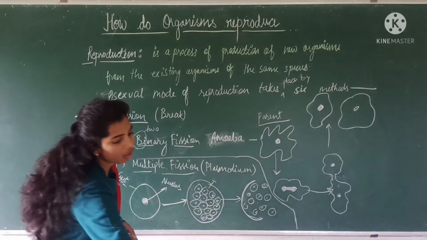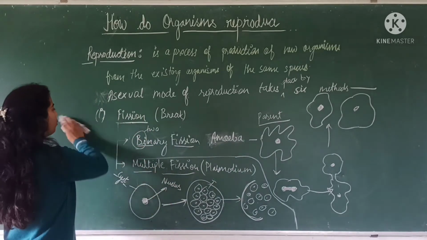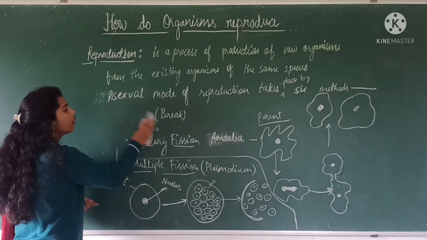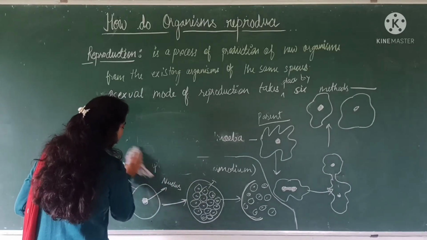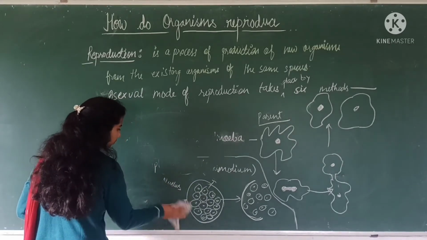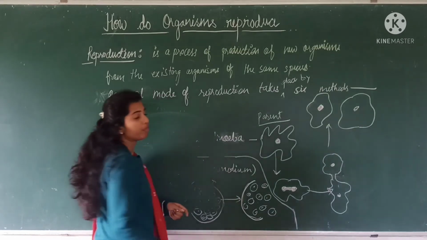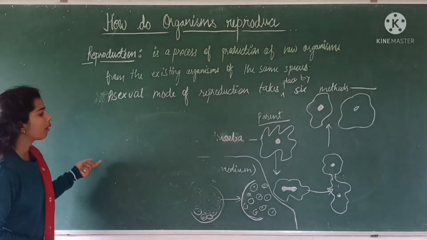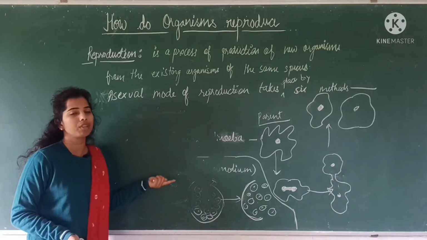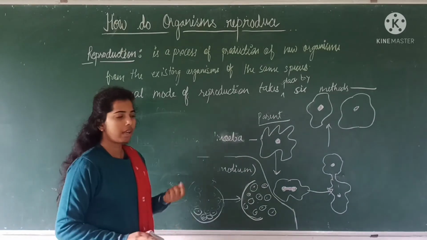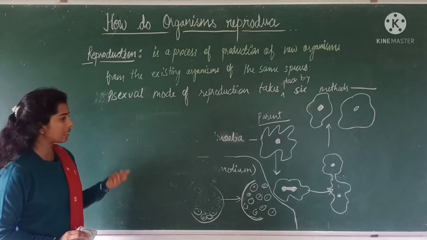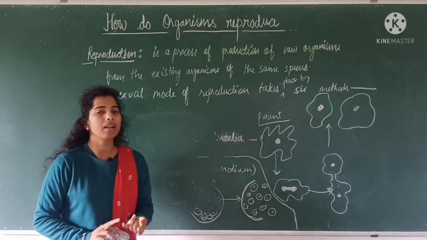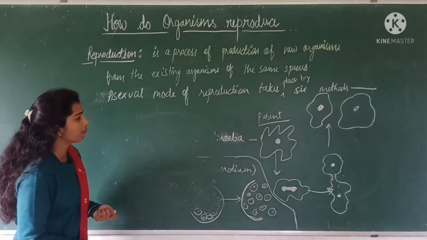Now we are going to discuss the next method of asexual reproduction, that is budding. Sorry, I forgot to tell you some examples of fission. There are mainly 3 examples given in your NCERT book, that is amoeba, leishmania and paramecium.